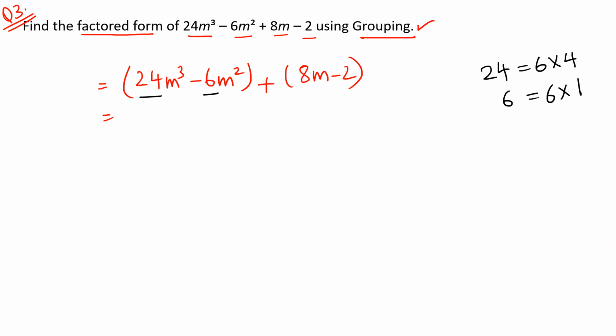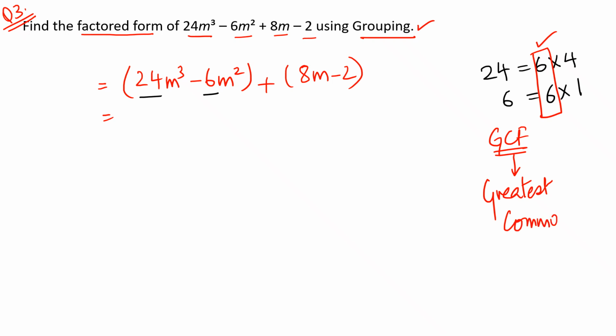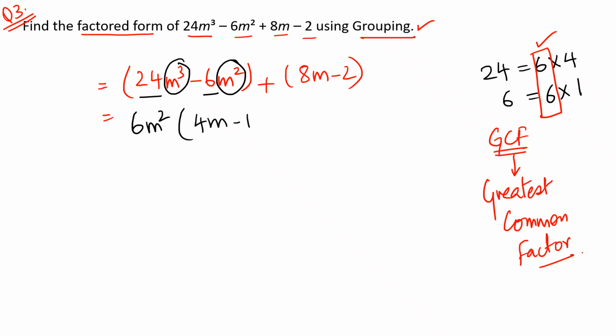So if we try to look at the GCF, the greatest common factor, I hope you remember it is called greatest common factor. It is also called HCF by the way. Okay, so let's take this 6 common. 24 and 6 gives you 6. And m cube and m square. One power is 3, one power is 2. So which one is the common one? Definitely the lowest power. Okay, so 6m square is taken out. And if I take this 6 out, I'm left with 4m minus 1. So this is how you factor the first bracket.